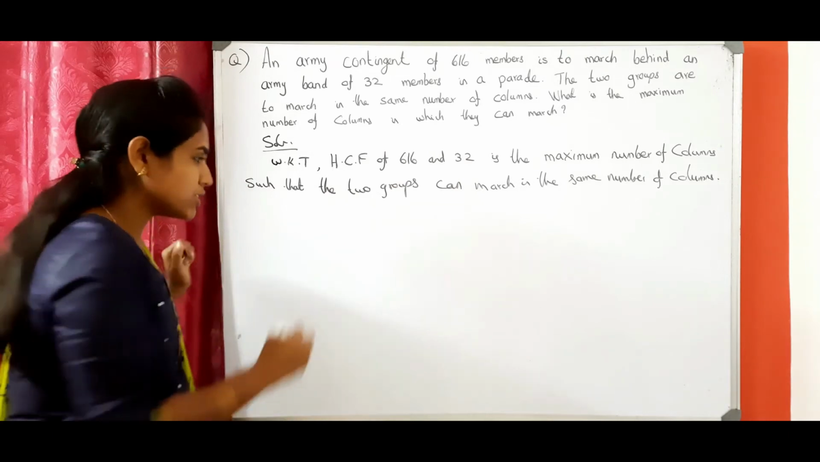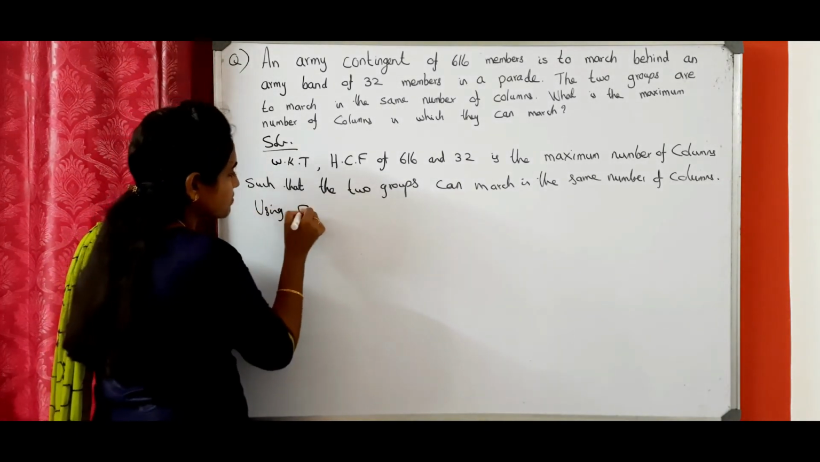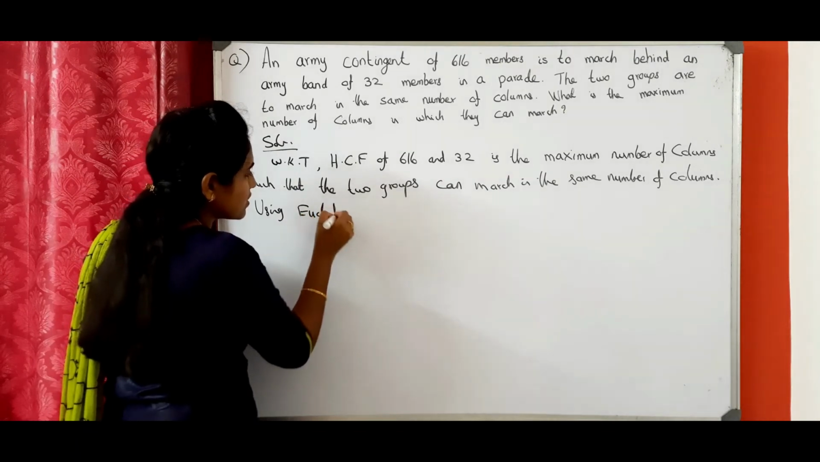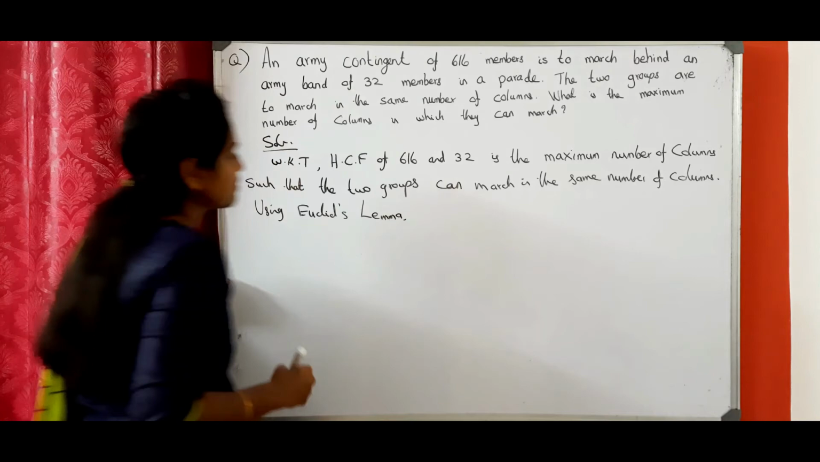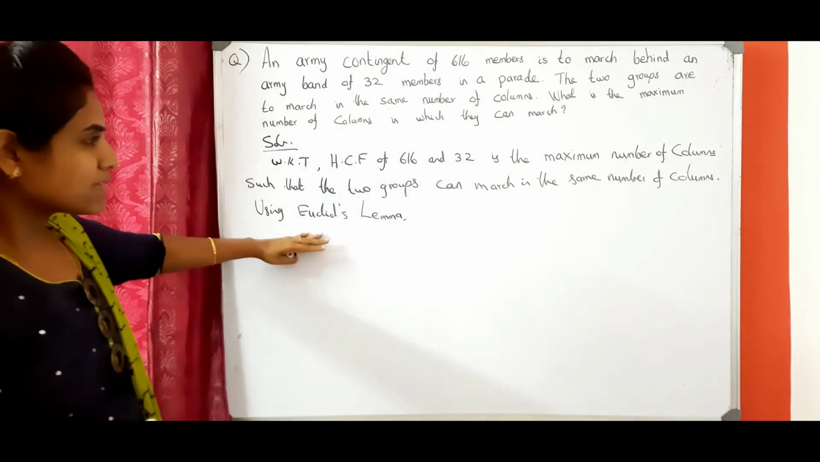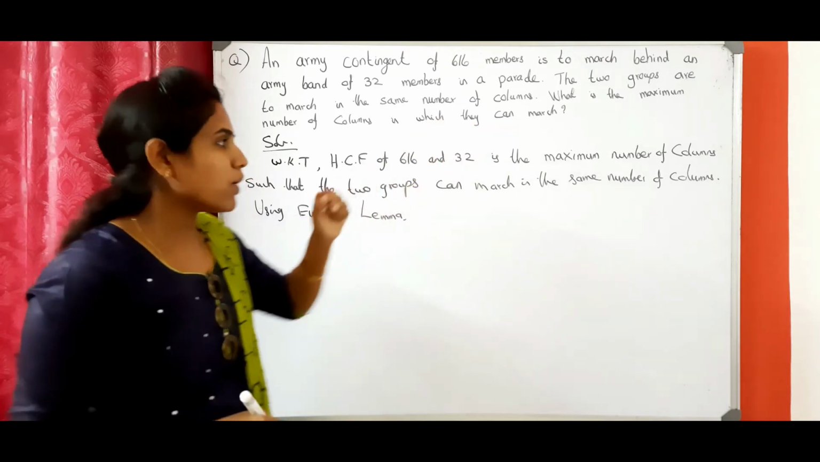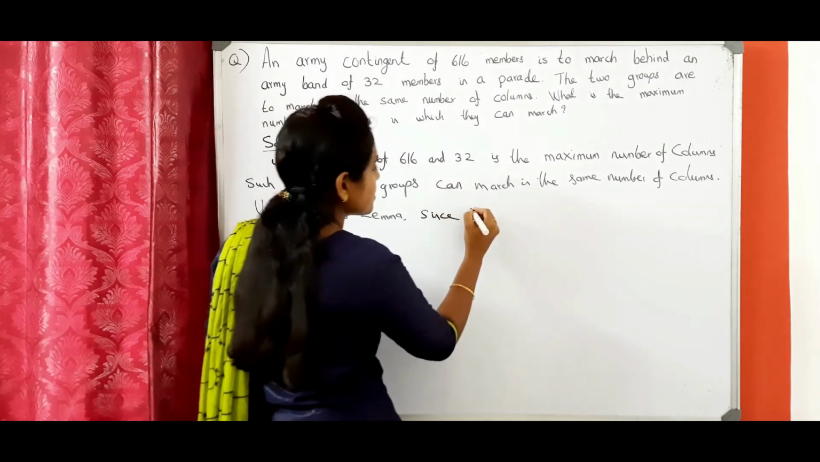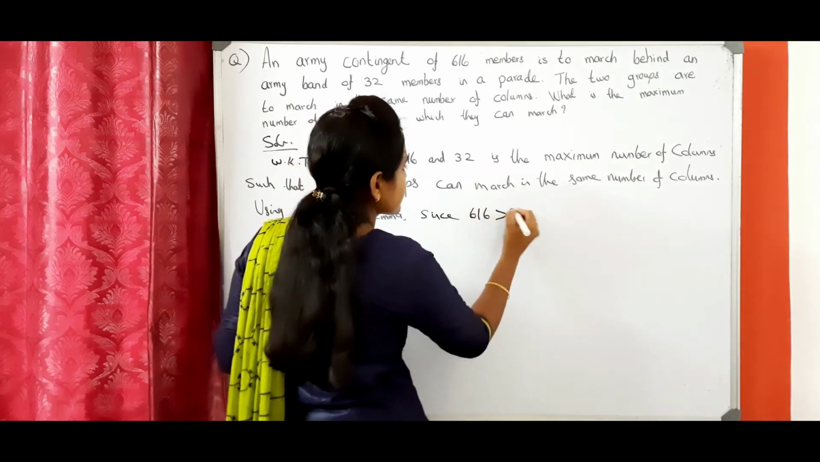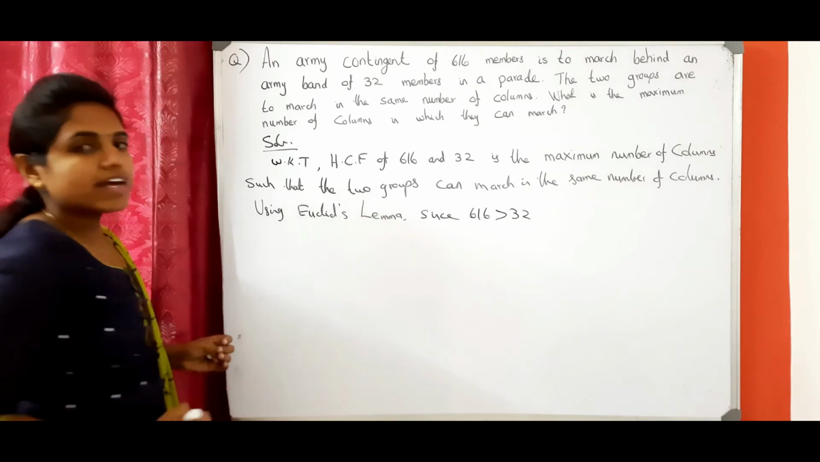How can we find it? Using Euclid's lemma. To apply Euclid's lemma, first we need to divide the greater number by the smaller number. Here, 616 is greater than 32. So first we need to divide 616 by 32.